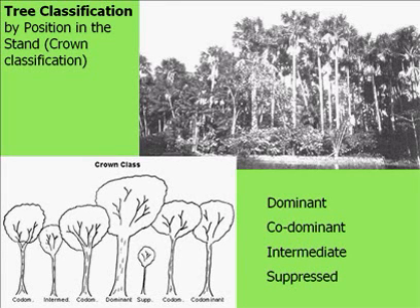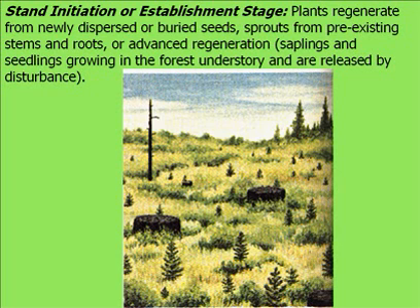When an area is first cleared, say in the case of a clear cut, what you have typically is a lot of plants regenerating from newly dispersed or buried seeds, which is sometimes called the seed bank. Other times you'll have sprouts from pre-existing stems and roots. A good example of that would be northern red oak, sweet gum, and other species that resprout from the existing trunk or stem. And sometimes you end up with advanced regeneration, which are saplings and seedlings that have been growing in the understory and all of a sudden get released by the influx of light after a clearing.